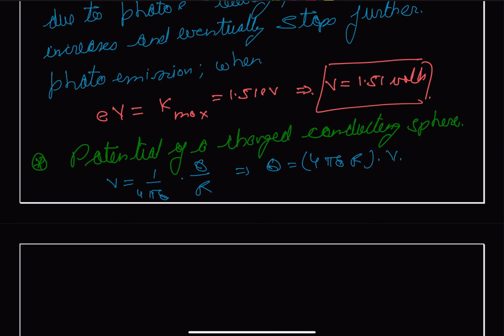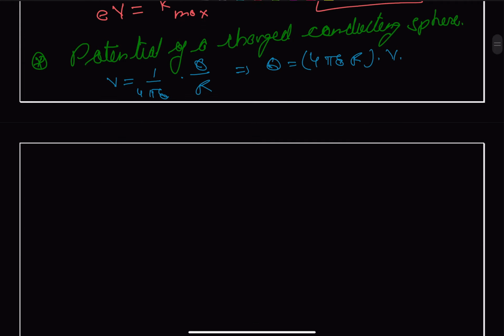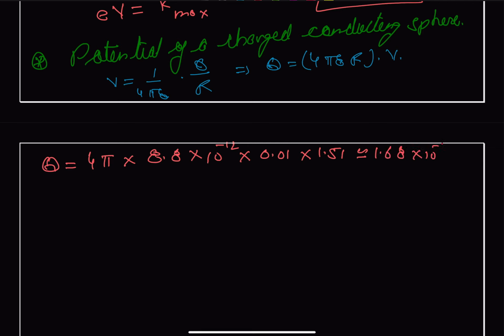And we know all these values, so we can say our charge Q will be equal to 4 pi epsilon naught, which is 8.8 into 10 to the power minus 12, and radius is given to us as 0.01 multiplied by 1.51. This comes approximately as 1.68 into 10 to the power minus 12 coulombs.